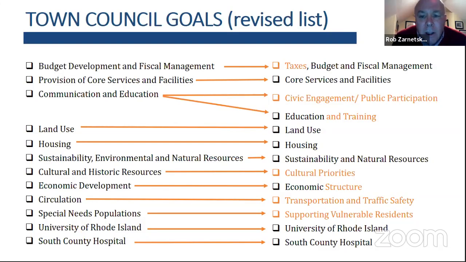Communication and education. I think that the communication piece, in fact, historically what the communication piece has been in the objectives is to talk to and work with the advisory committees more effectively.